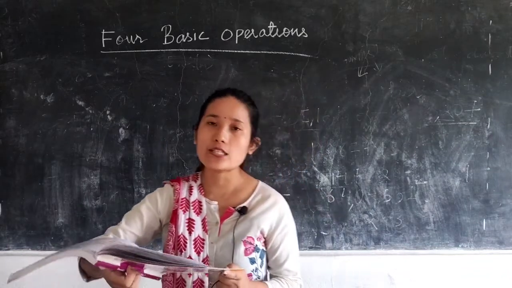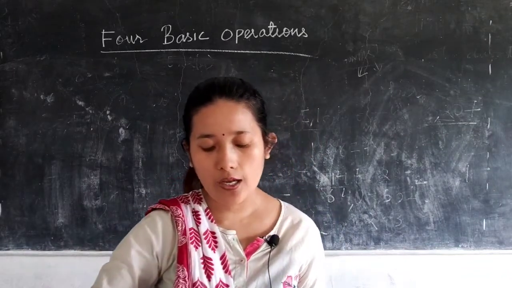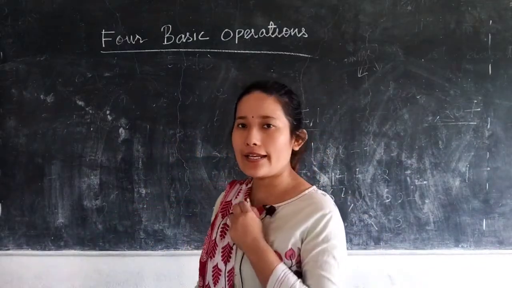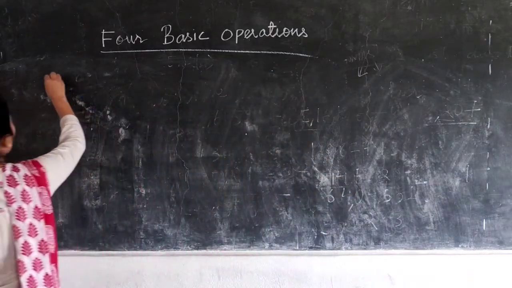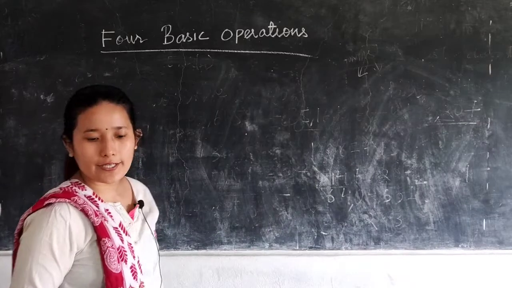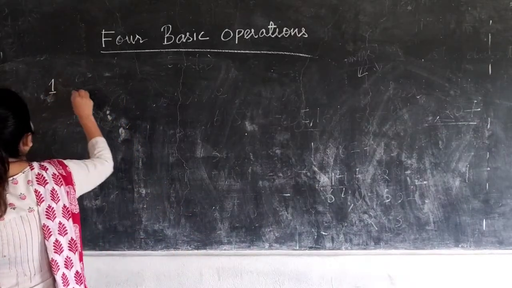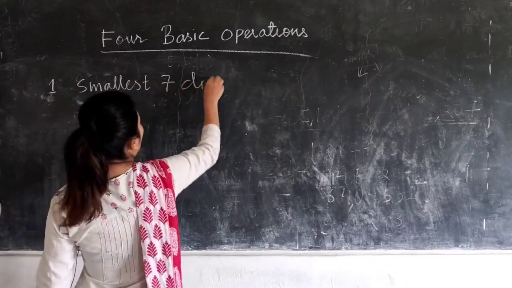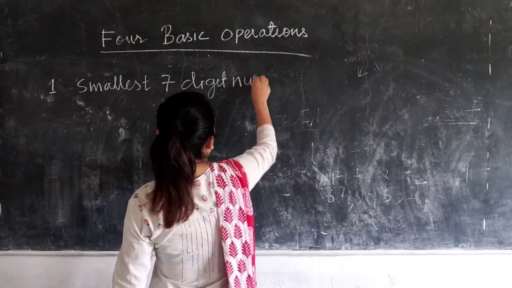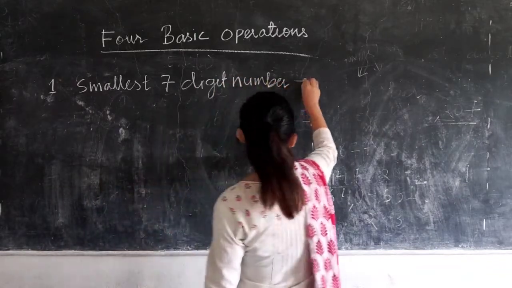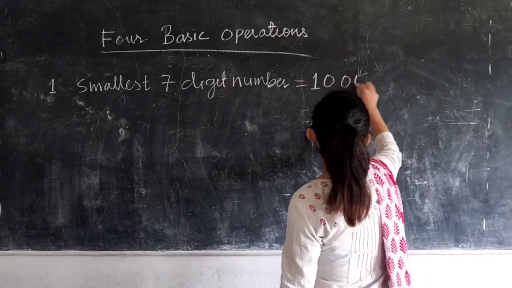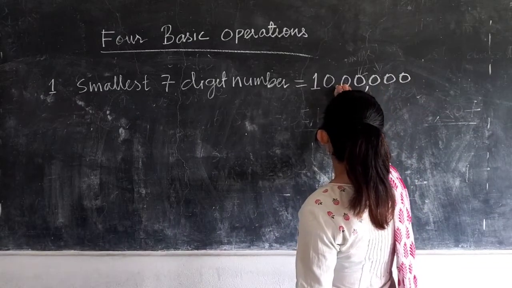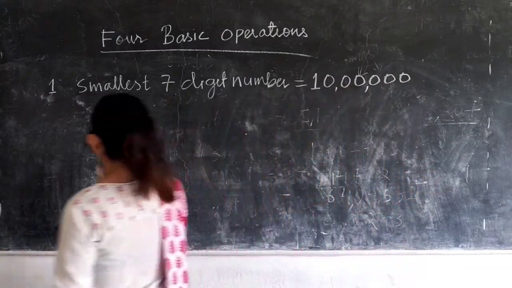Exercise 2C, question number 1. The first question is, find the sum of the smallest 7-digit number and the greatest 8-digit number. So find the sum. What does that mean? You need to add, right? Whenever you are doing a word problem, you should be descriptive. So the smallest 7-digit number would be 1, 0, 0, 0, 0, 0, 0.